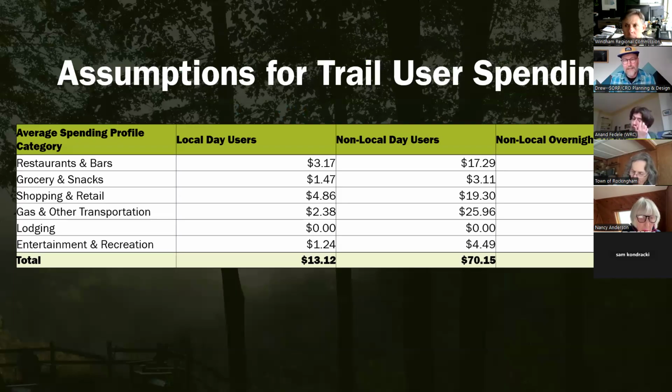These here are estimates that you could use for trail user spending. These numbers are actually from the state of Vermont, from the Agency of Commerce and Community Development, and they are your average Vermont tourist spending numbers. This is not specific to trails or specific to outdoor recreation, but in my experience, we've done a lot of trail spending surveys where we have gone out and asked people that.